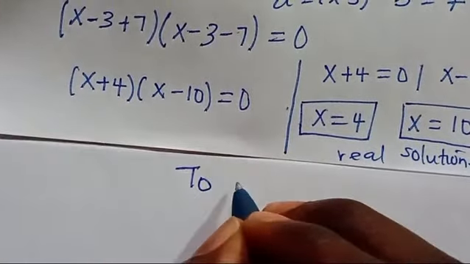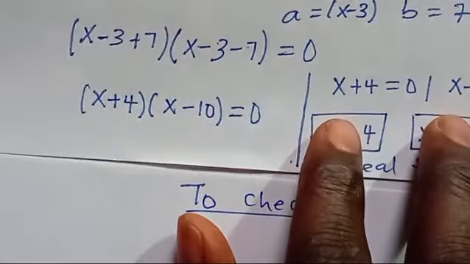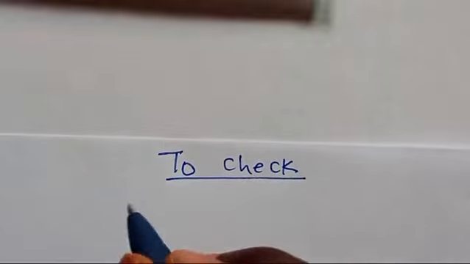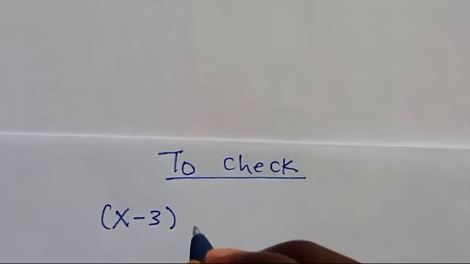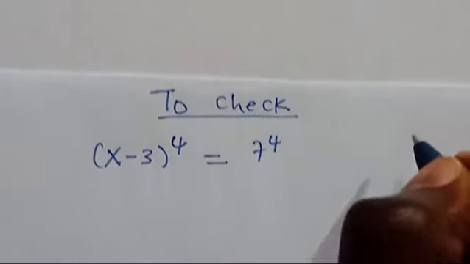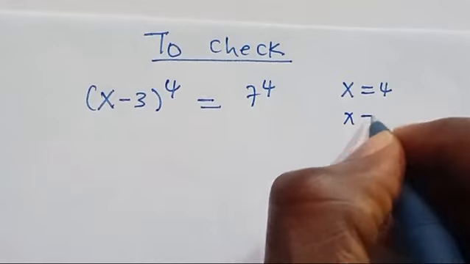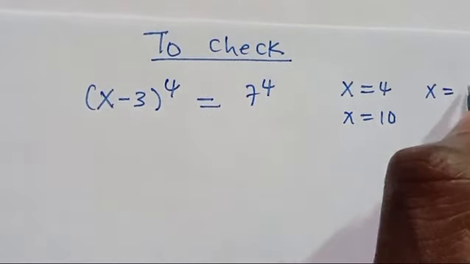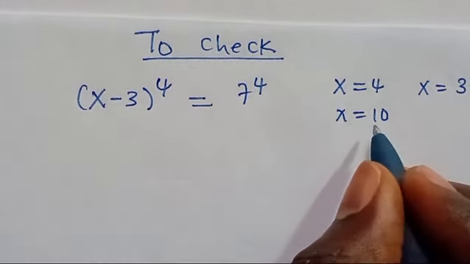Then let us now check. So to check, we recall that we have (x minus 3) to the power of 4, which equals 7 to the power of 4. So we have x equals minus 4 and x equals 10. We also have x equals 3 positive or negative 7i. Then let's test for this.